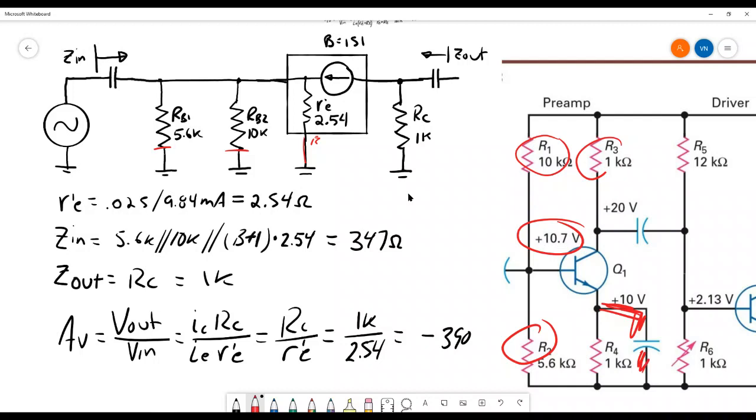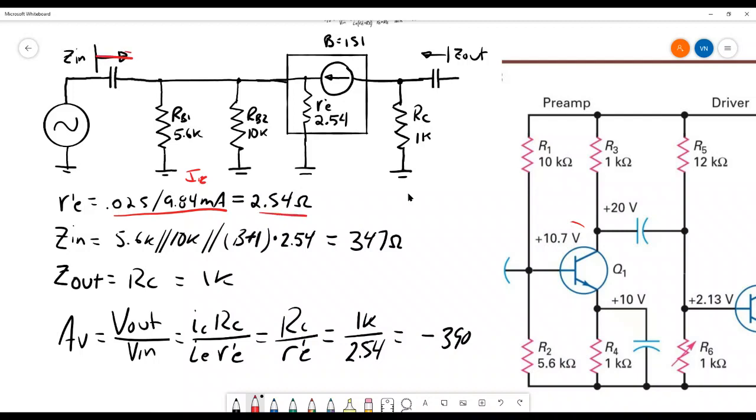So we'll do that. And then on the collector here, we have a 1K ohm on the collector. So this is our AC equivalent circuit. Clean this up a little bit so we can see it. That's our AC equivalent circuit. R prime E, I'm using the DC emitter current, call it 2.54 ohms.